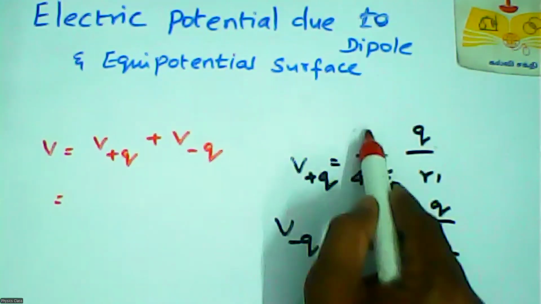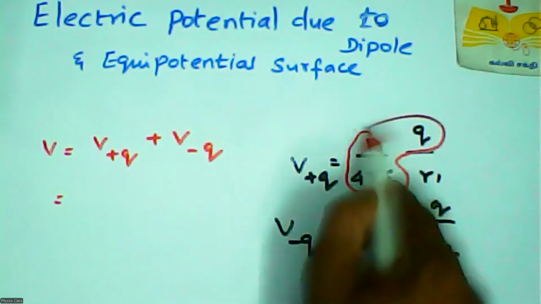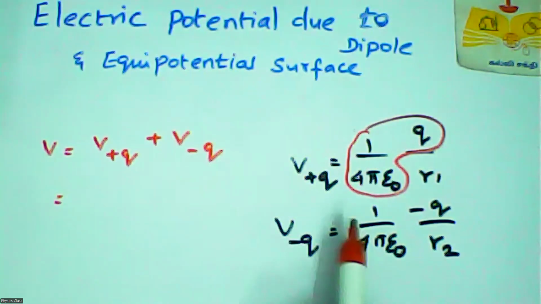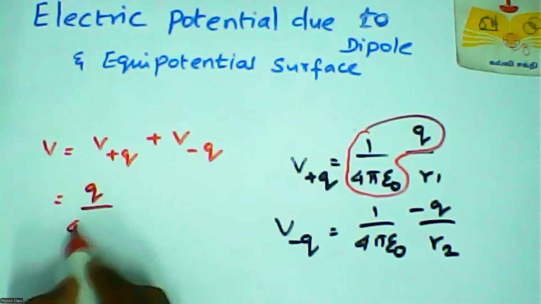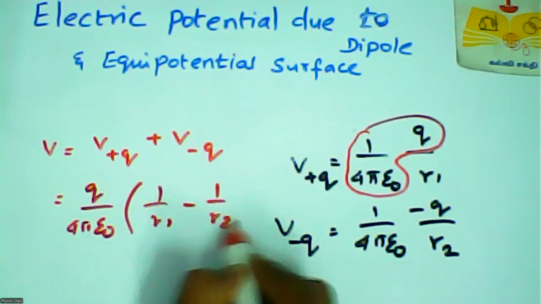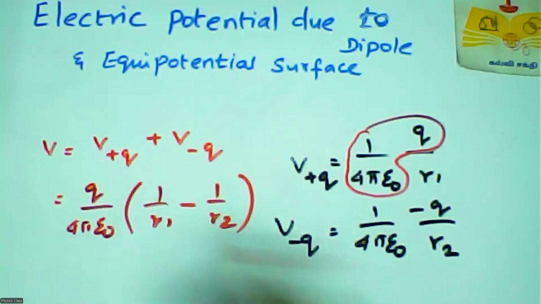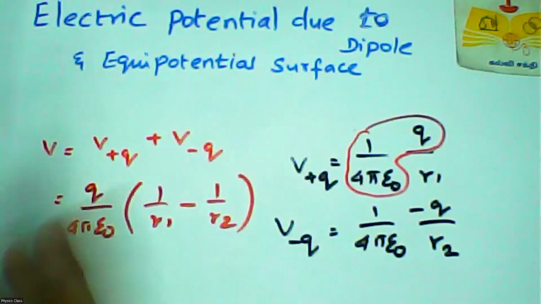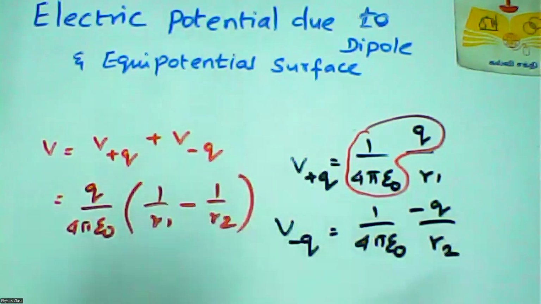Here you can see that Q by 4 pi epsilon naught is a common term. Only the negative sign is the difference in the second equation. So we can write V equals Q by 4 pi epsilon naught times 1 by R1 minus 1 by R2. Clear?